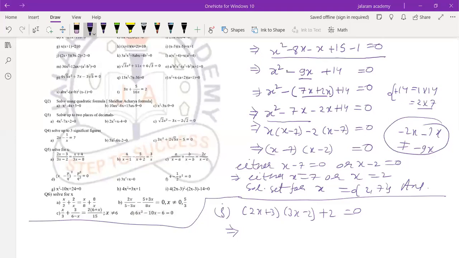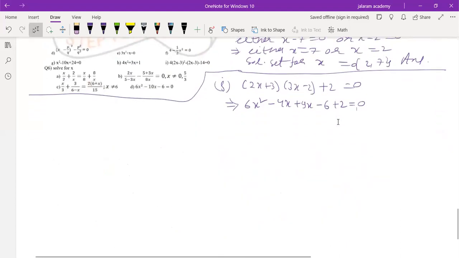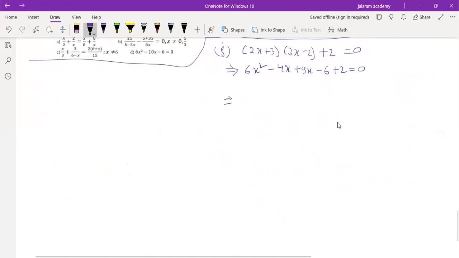It implies that 6x square minus 4x plus 9x minus 6 plus 2 is equals to 0. It implies that 6x square plus 5x minus 4 is equals to 0.